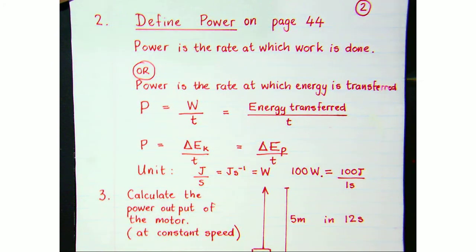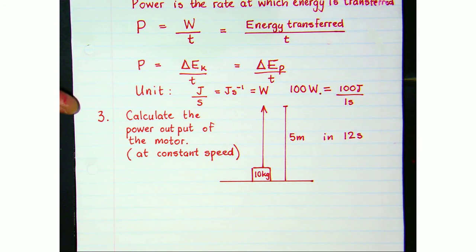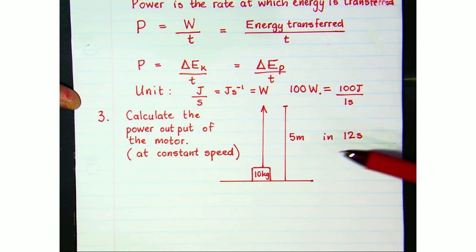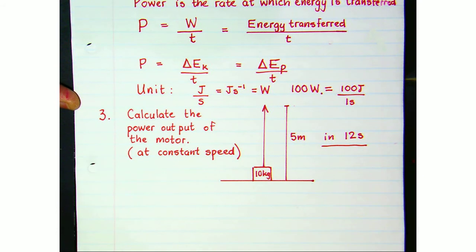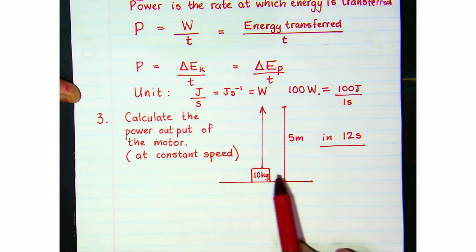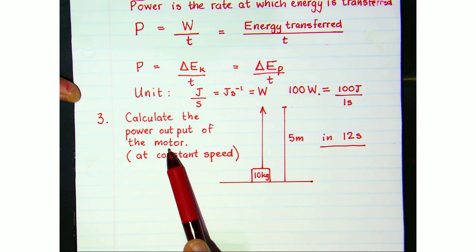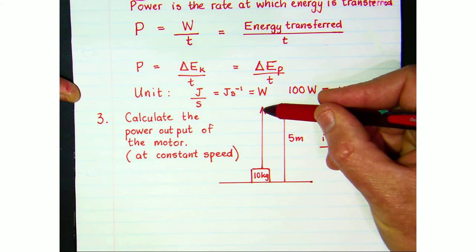So let's look at a problem where we're not moving horizontally but rather moving an object vertically. We've got this 10 kg load that's being lifted through a vertical height of 5 meters, and that's done in 12 seconds. We're going to assume that this load is lifted at constant velocity, so there's no change in kinetic energy. So whatever work is being done by this motor would be a change in potential energy. So pause the video and calculate the power output of this motor that's lifting this load.